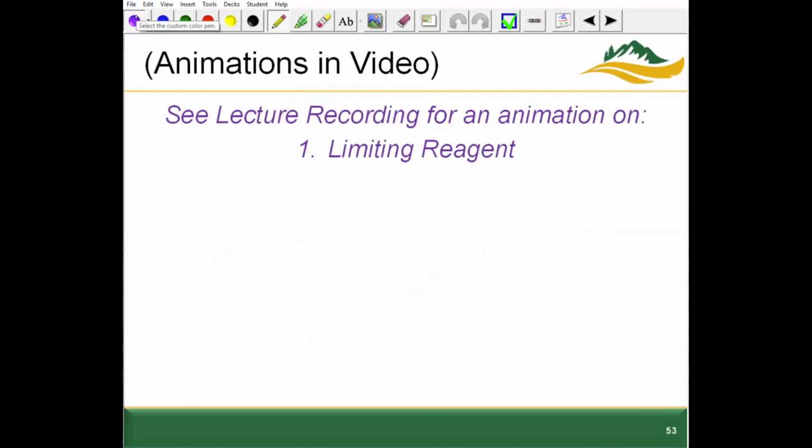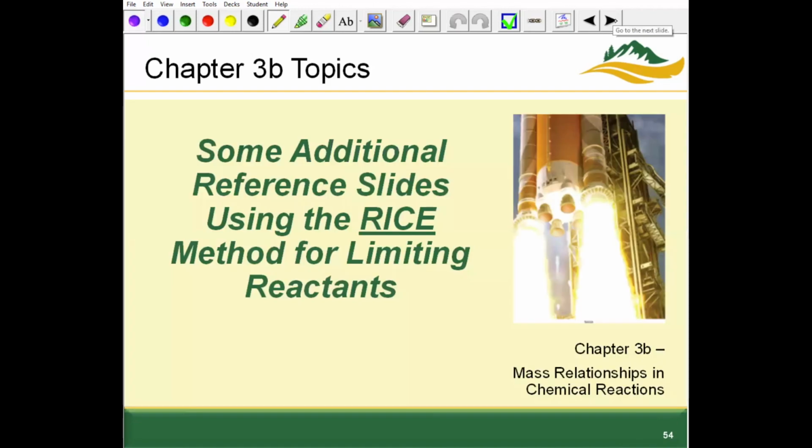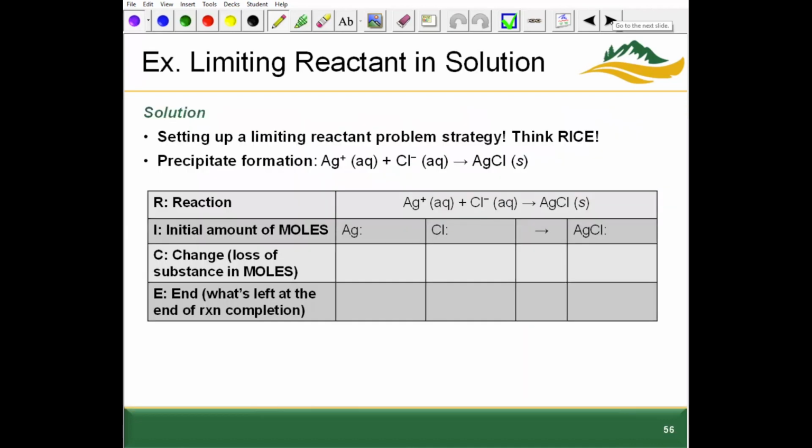I'm going to add one animation here on limiting reagents or reactants at the end of this lecture. I also went ahead and included some additional slides on using the RICE table or ICE table or the reaction table. So feel free to look through this example as well. And of course, as always, let me know if you have any questions. You don't have to use the RICE table. It's one way to approach those limiting reactant problems.